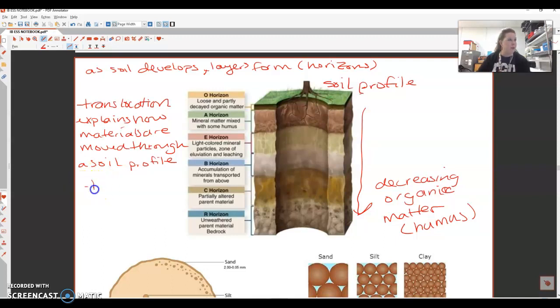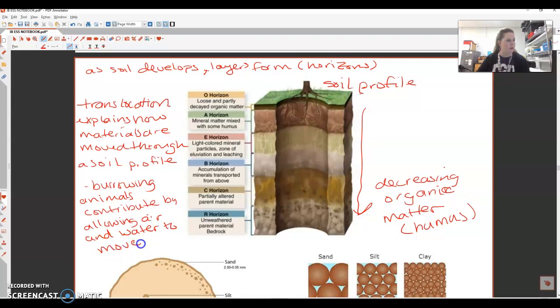Okay? And what's great about animals is they can help contribute to soil health as well. So, specifically, burrowing animals. So animals that like to dig holes. Okay, so burrowing animals contribute by allowing air and water to move. Okay, so that's really important for soil health as well.